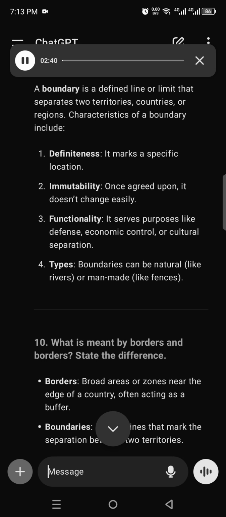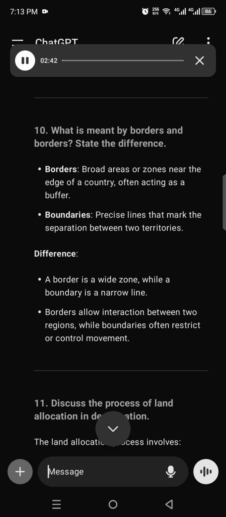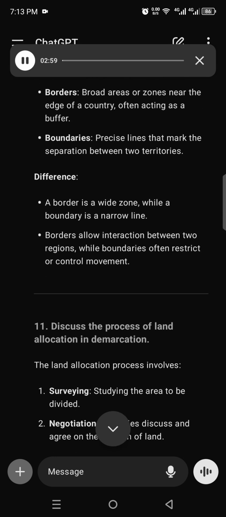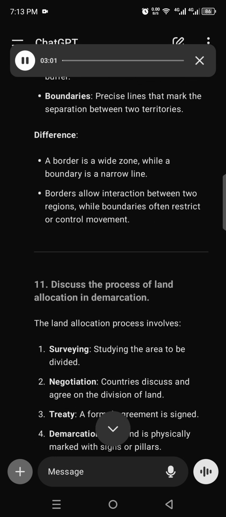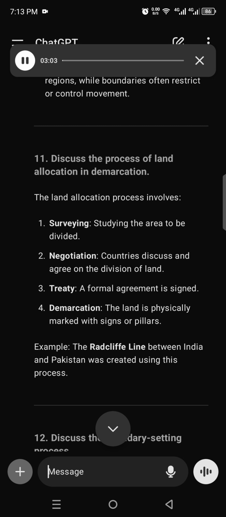10. What is meant by borders and boundaries? State the difference. Borders are broad areas or zones near the edge of a country, often acting as a buffer. Boundaries are precise lines that mark the separation between two territories. Difference: a border is a wide zone, while a boundary is a narrow line. Borders allow interaction between two regions, while boundaries often restrict or control movement.